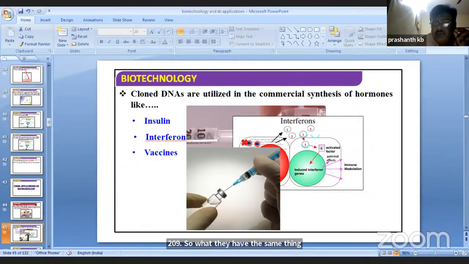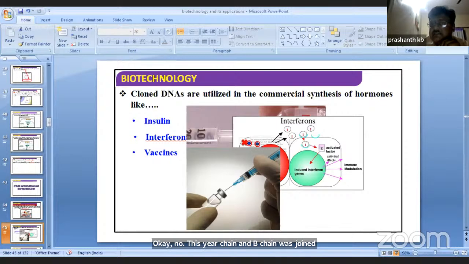Okay. So what they have done, same thing explained. They have removed the pancreas from cattle and pig. This is the word given. And then they have incorporated it into the E. coli. And those E. coli were grown on a large scale. They got 2 types of protein chain, A chain and B chain. Now, this A chain and B chain were joined together by C peptide.